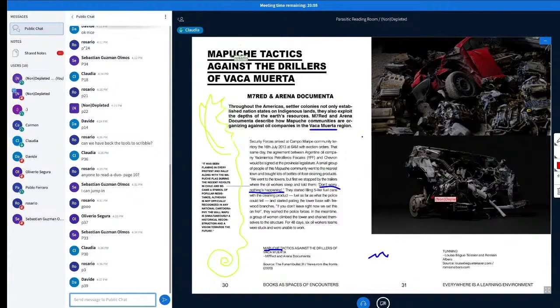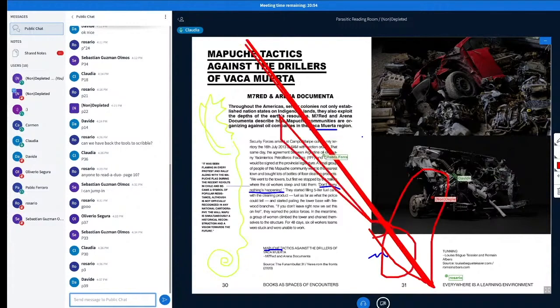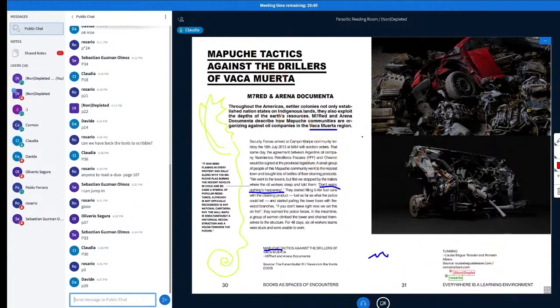"If you don't leave right now, we set this on fire," they warned the police forces. In the meantime, a group of women climbed the tower and chained themselves to the structure. For 48 days, 6 oil workers' teams were stuck and were unable to work.